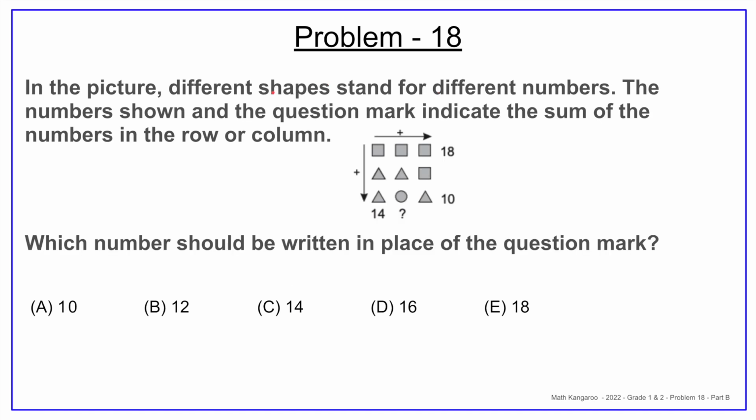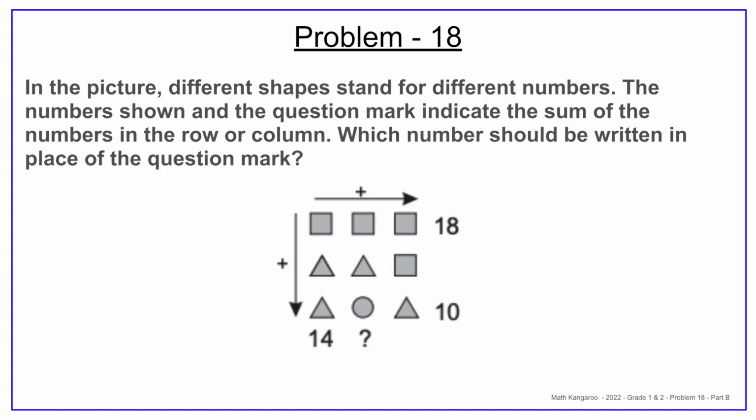Problem 18. In the picture, different shapes stand for different numbers. The numbers shown and the question mark indicate the sum of the numbers in the row or column. So this is our picture and we have different shapes. And this number represents the sum of these shapes. Which number should be written in place of the question mark? So we have to find the number for this question mark. These are our options. So let's solve this problem.